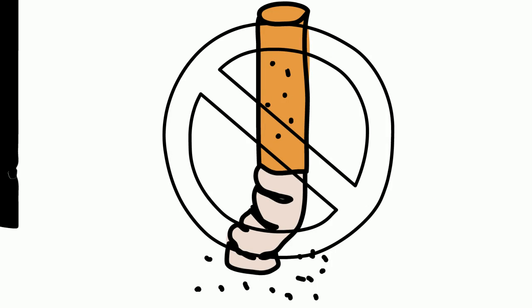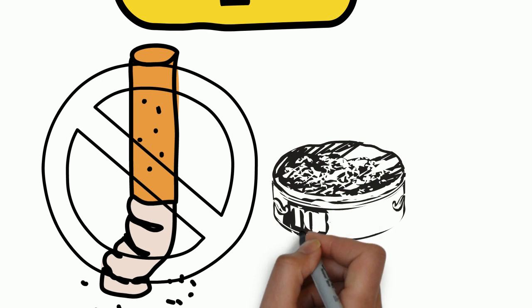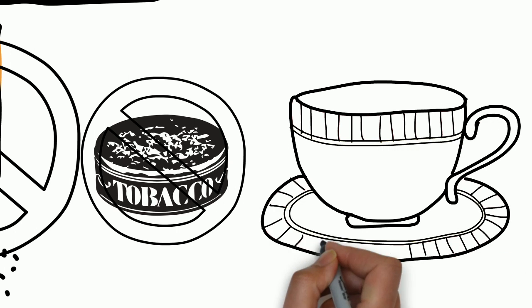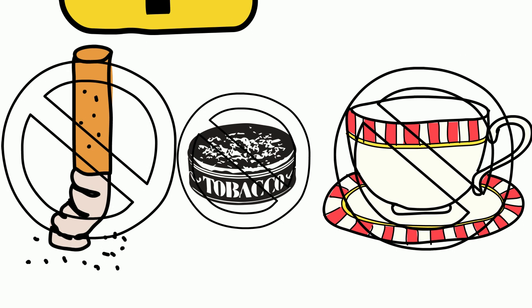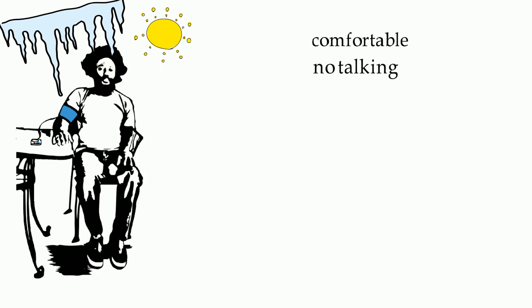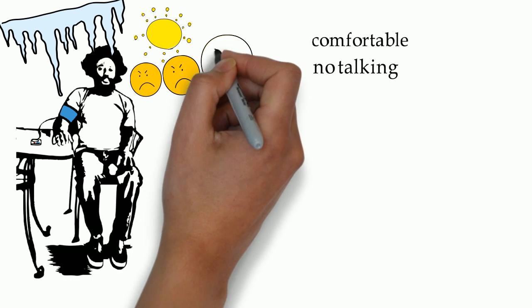Blood pressure increases for a short time after smoking, chewing tobacco, or consuming foods or drinks containing caffeine, such as coffee or tea. The blood pressure usually comes back down again in about 30 minutes. The patient should be resting comfortably in a sitting position for 5 minutes immediately before the measurement, without talking. A person needs to be in a comfortable environment that is not too hot, or too cold, or too stimulating.